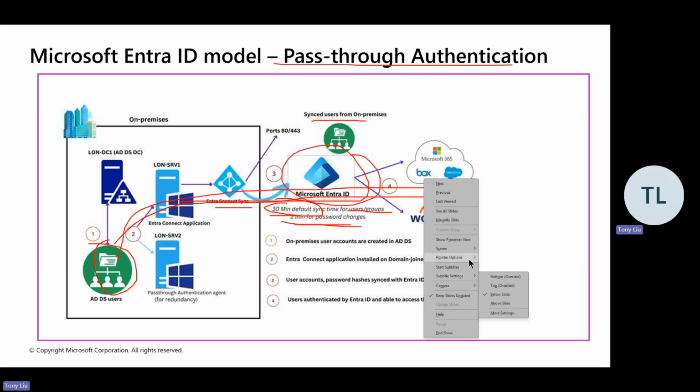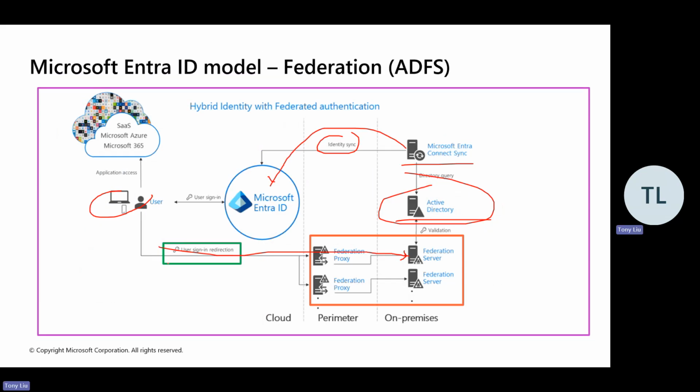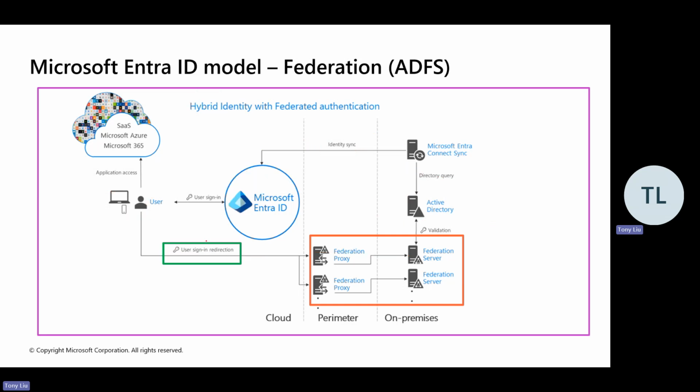But the user is on premises, and they access the cloud application. So this is called pass-through. The user's authentication is passing through to Entra ID. And in this one, the user is authenticated by AD, by Active Directory. The user accesses the cloud application, and the user's authentication is redirected to Active Directory. But this one needs a federation setup.